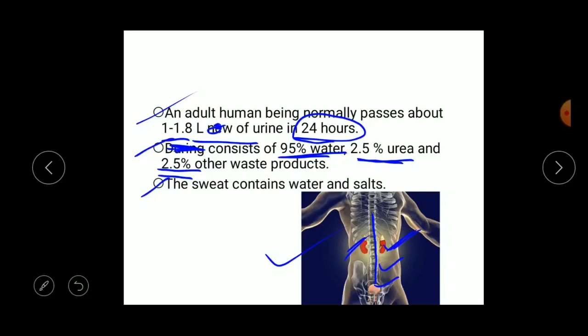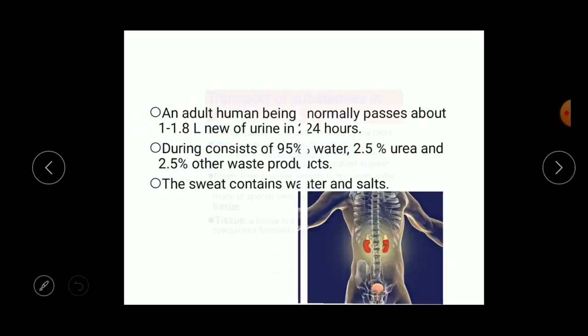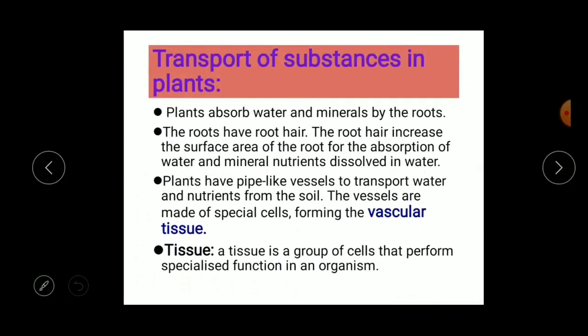Okay, now let's move to another topic: transport of substances in plants. Till now we have learned the excretory system in animals. Now we are going to start transport of substances in plants, and how transportation takes place in plants.